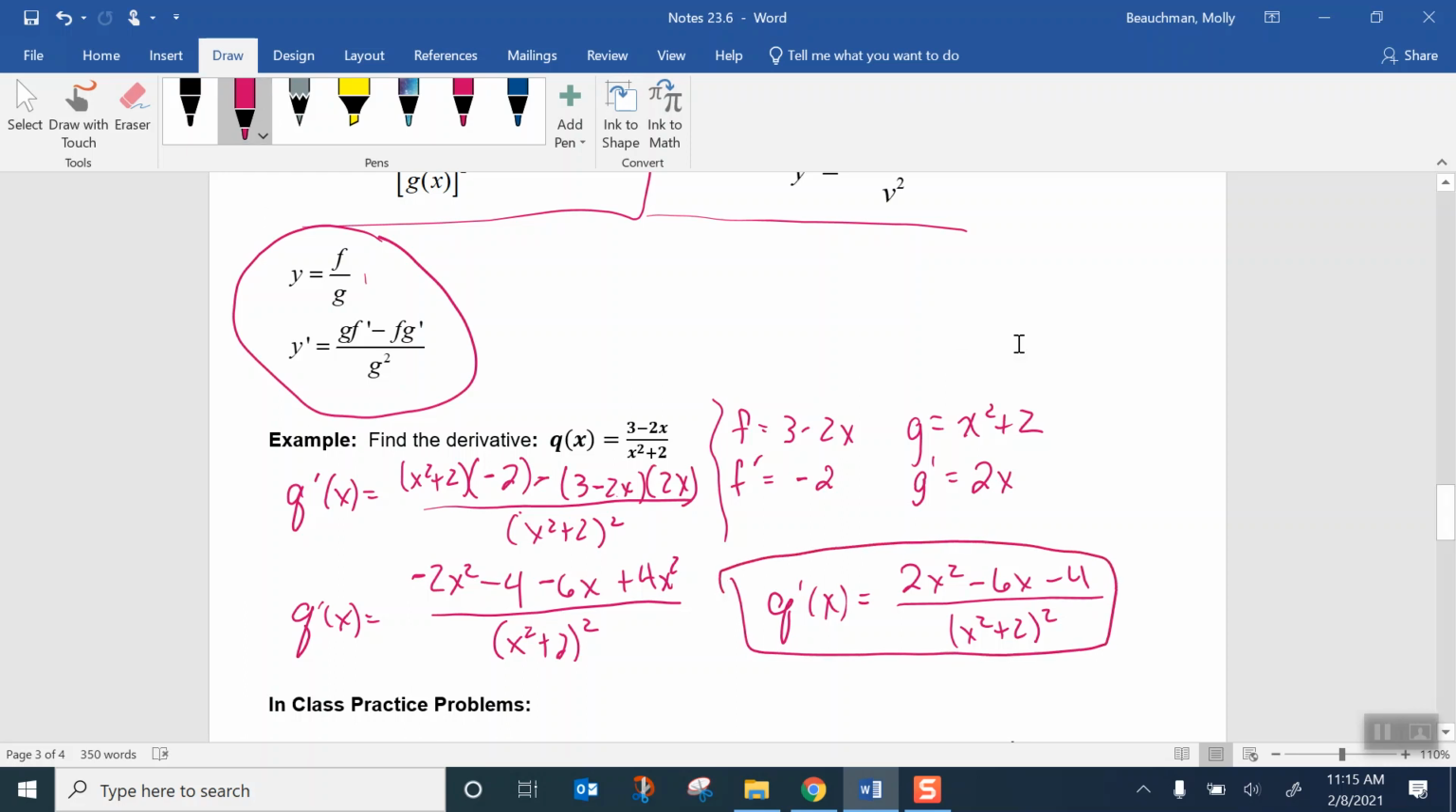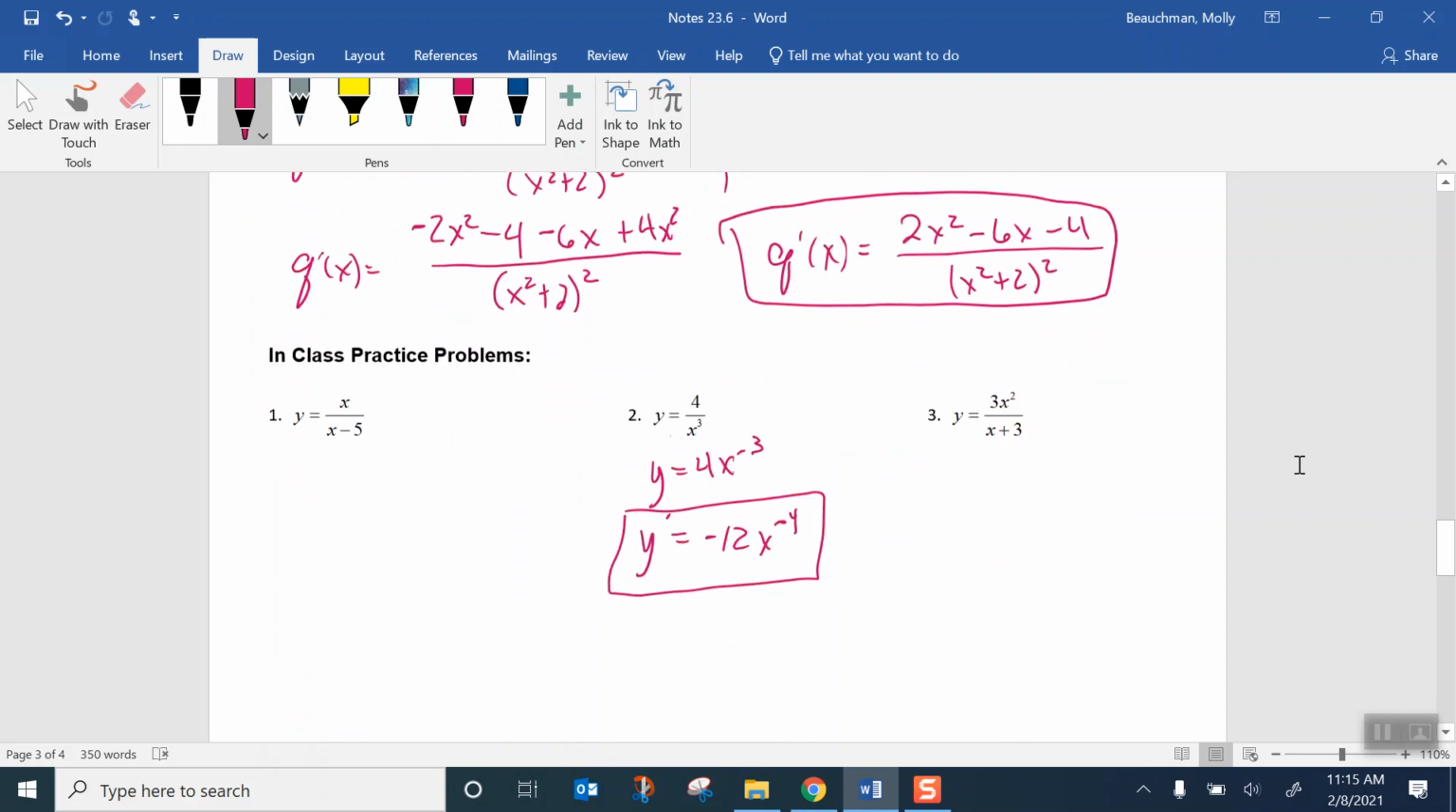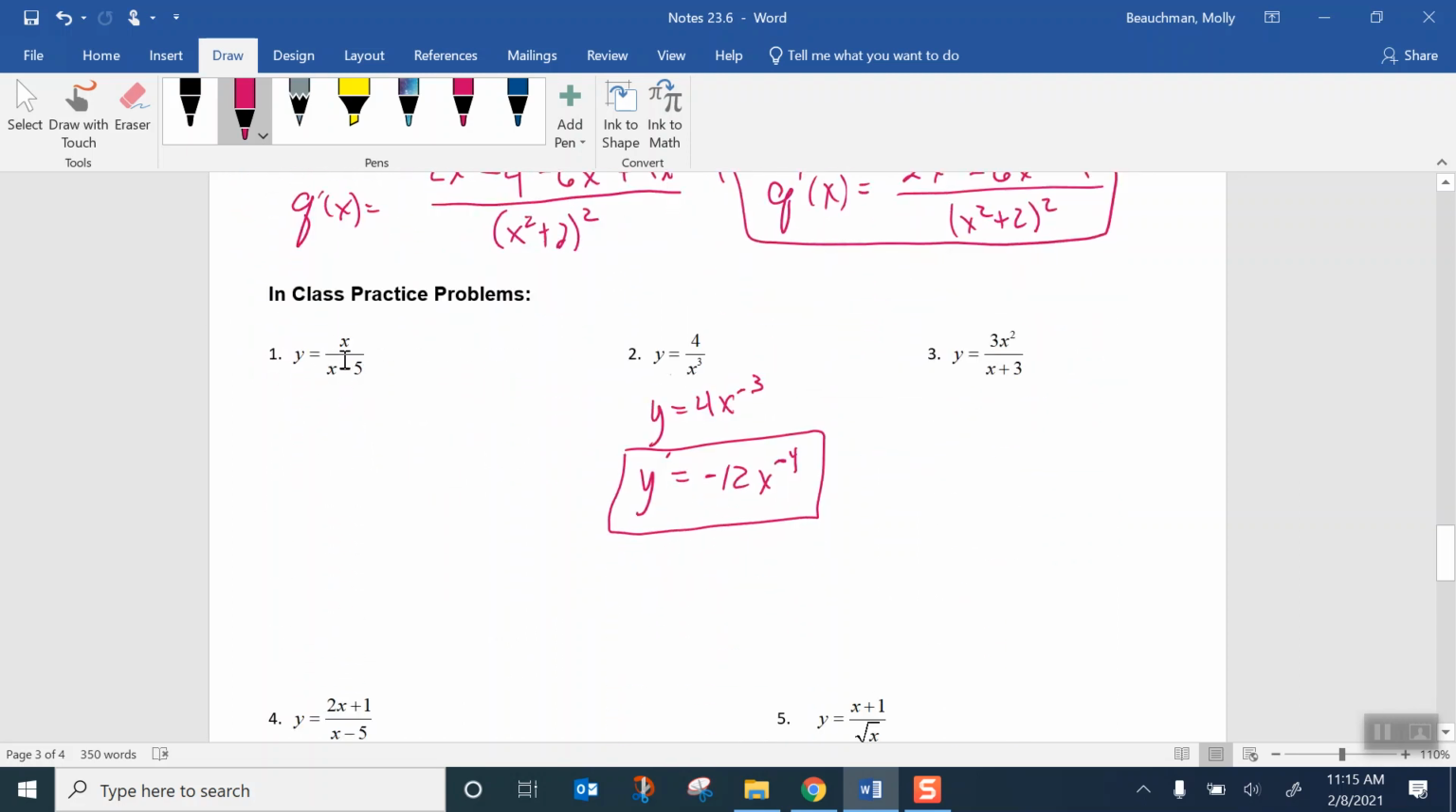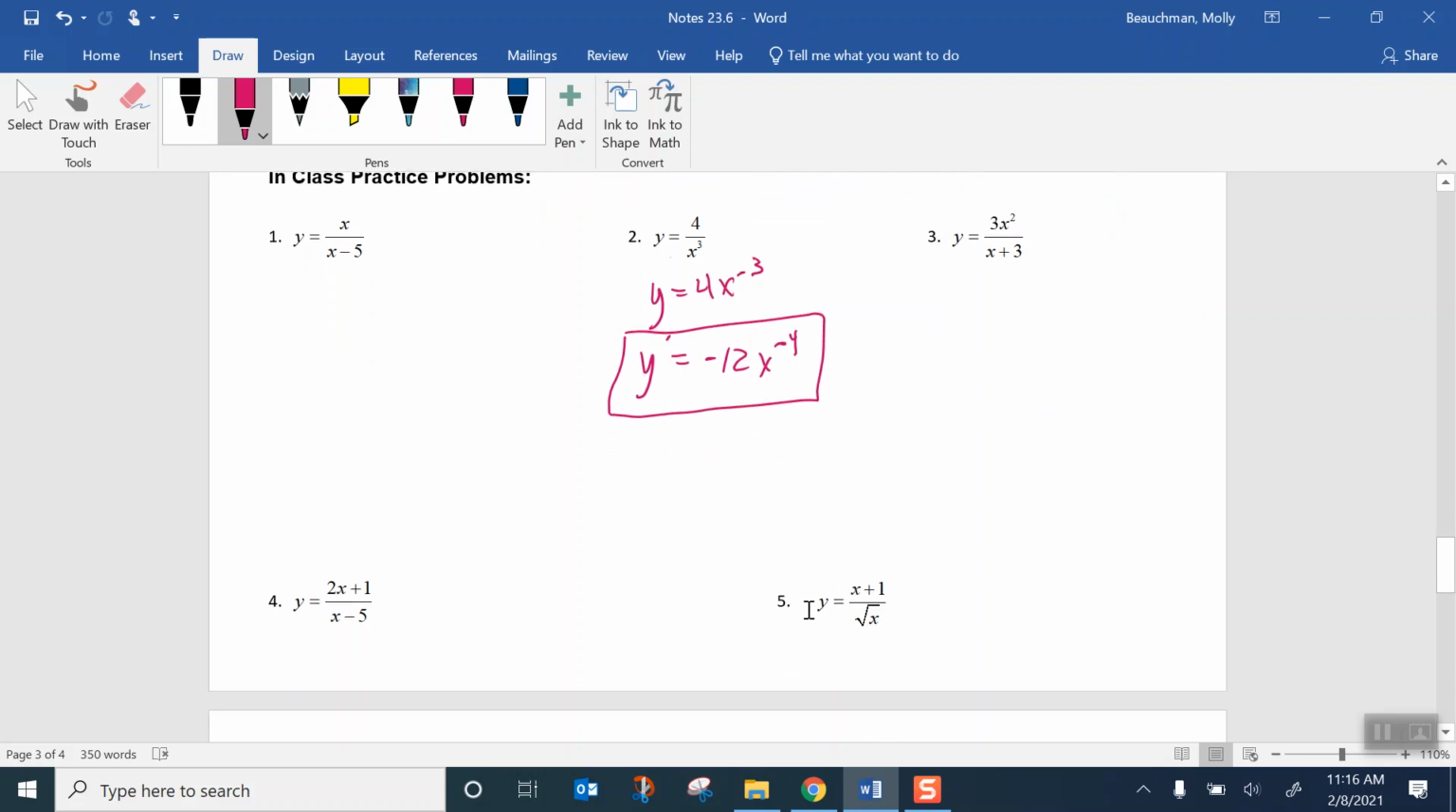As you look at the practice problems, for the first problem, go ahead and use the quotient rule. For the second problem, if you notice a shortcut, we could rewrite this as 4 times x to the negative 3. In this case, you could use the power rule. You don't have to use the quotient rule. And then just a reminder on problem number 5 that the square root of x is actually x to the power of a half.